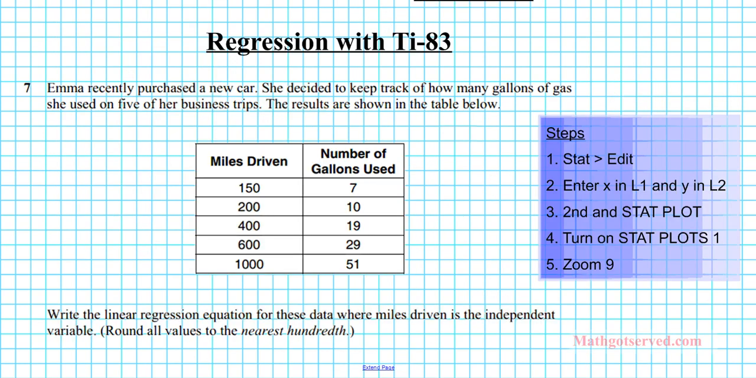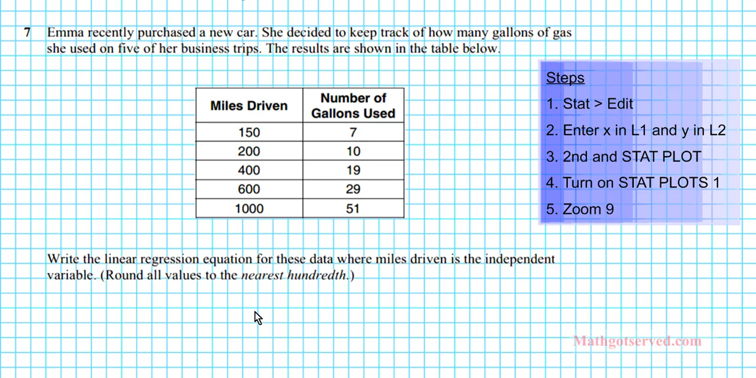In problem 7, it says Emma recently purchased a new car. She decided to keep track of how many gallons of gas she used on 5 of her business trips. The results are shown in the table below. So we have these results right here. It says write the linear regression equation for these data where miles driven is the independent variable. And we have to round all our values to the nearest hundredths.